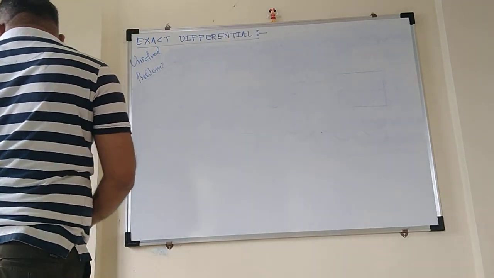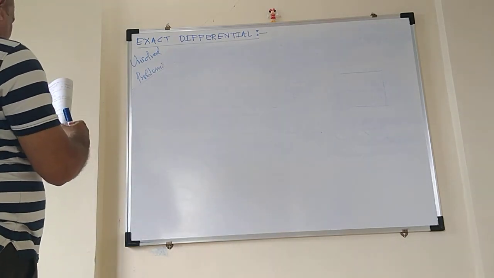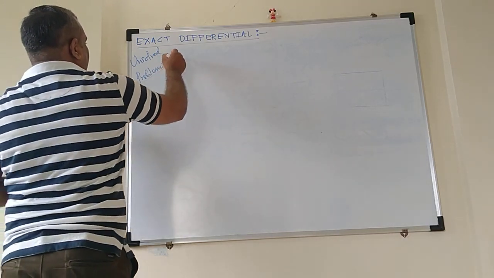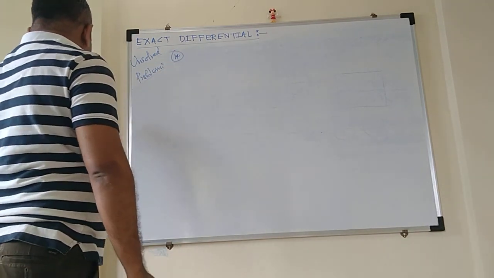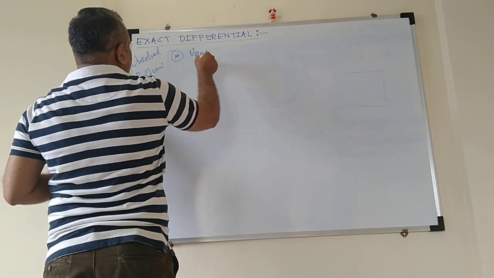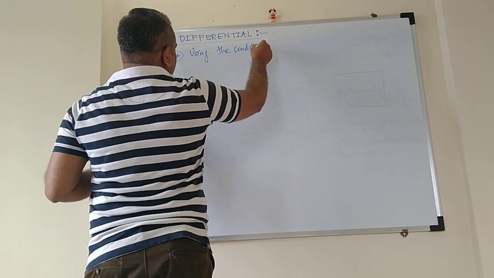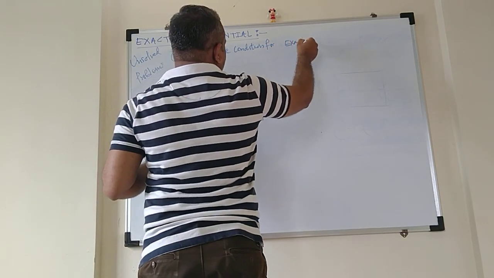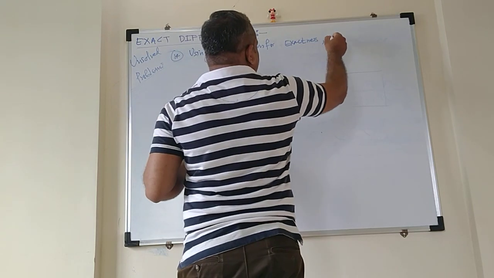Problem number 14. I think this is the last problem based on the exact differential equation. Next time we'll go for the next topic. So the problem number 14, unsolved problem. Using the condition for exactness, solve the equation.